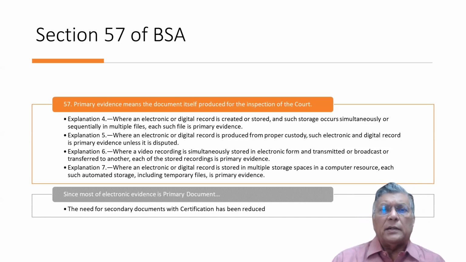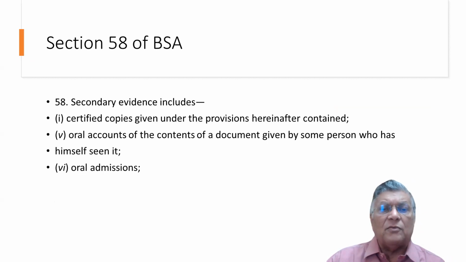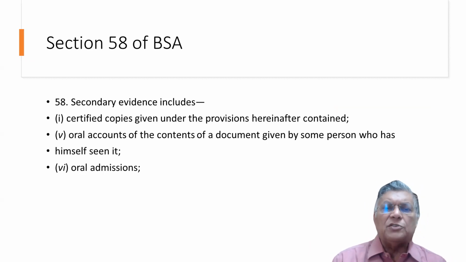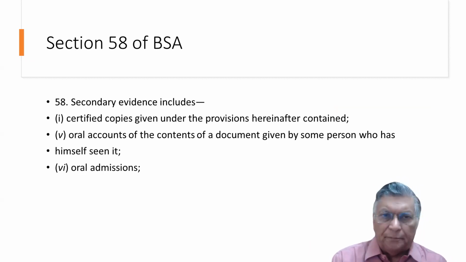Now, one way of looking at it is that since there can be many primary documents, the need for secondary documents with certification can be considered as reduced, which means that you don't require a Section 63 certificate. Anytime a document is available in primary state, it is not required to produce the secondary document. Now, secondary evidence, of course, includes certified copies given under the provisions hereinafter contained, which goes into Section 62 and Section 63.